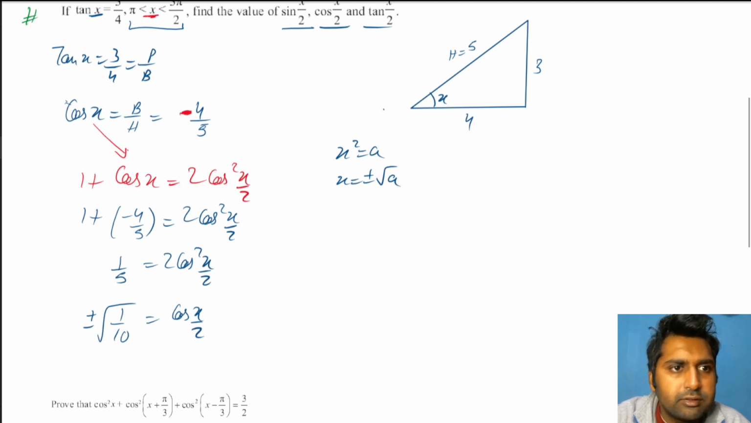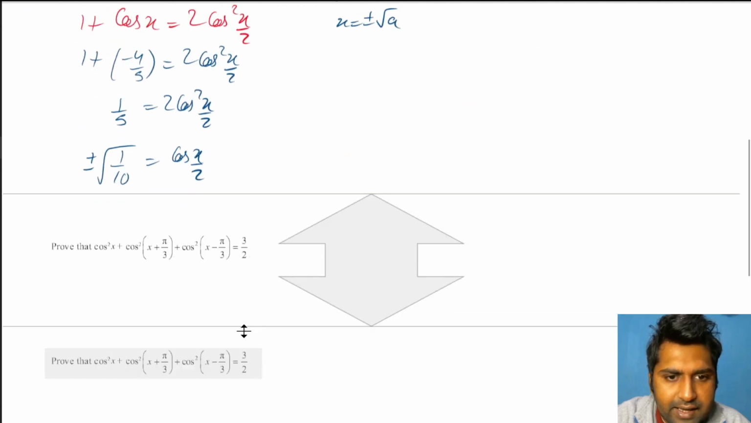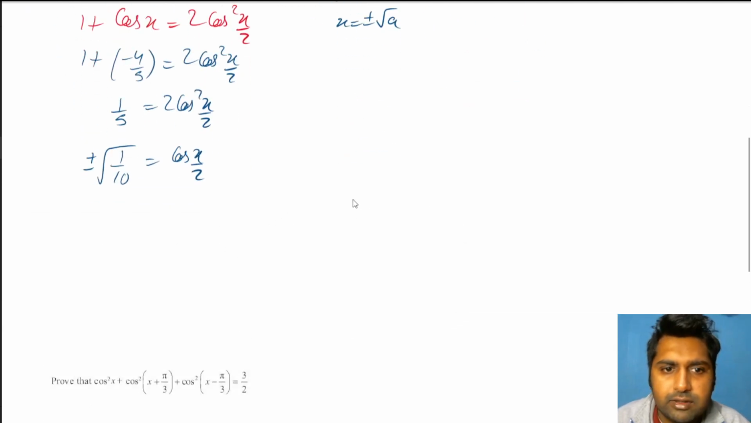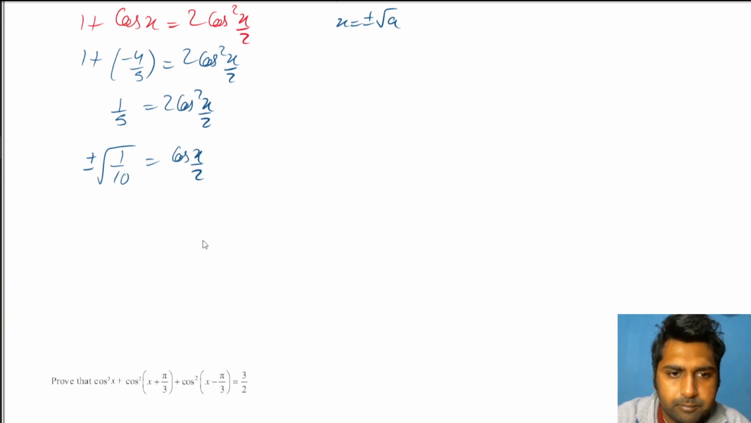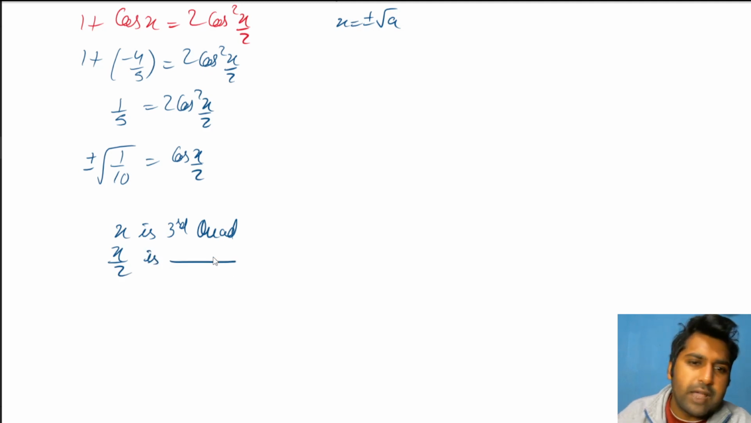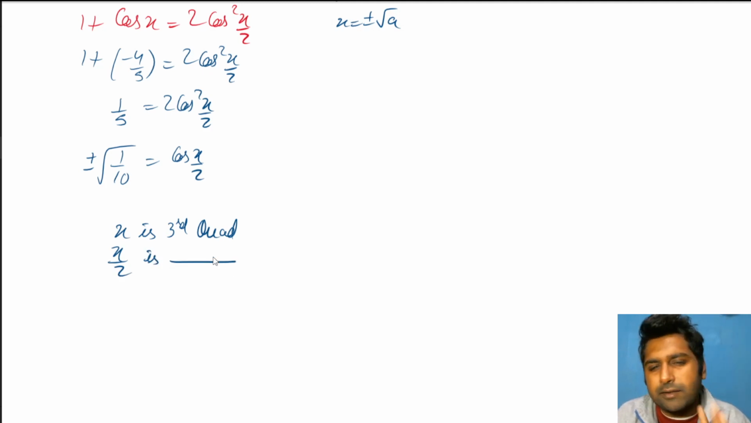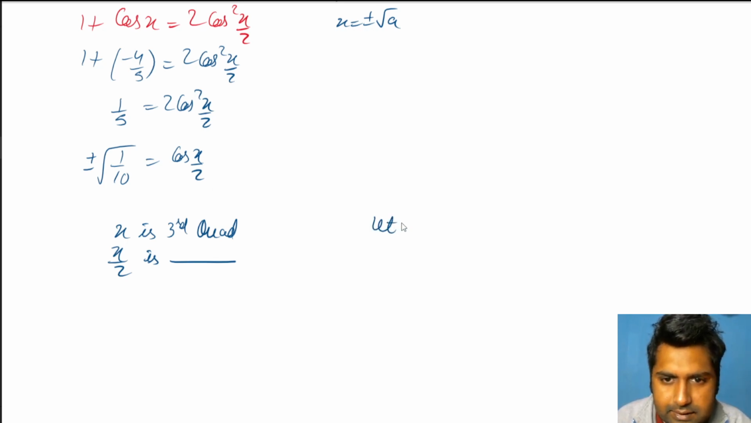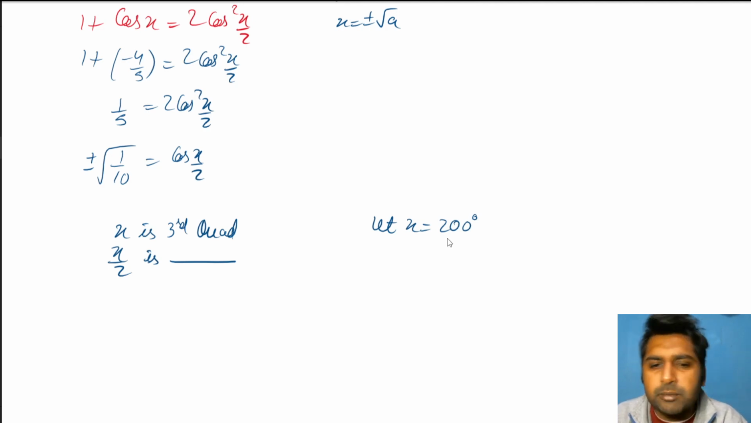Now see, we'll decide the quadrant again, that if x was in third quadrant, I need to decide where x by 2 can lie. Let's take some more space. So x is in third quadrant. So x by 2 is in which quadrant? That's what we have to decide. Now in order to decide this, I'll give you a very simple trick. You take any angle that is in third quadrant. Let's say x is in third quadrant, it is, let's say, 200 degree. Third quadrant means more than 180 degree.